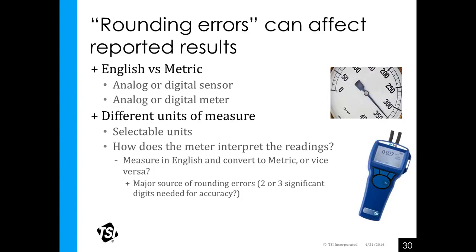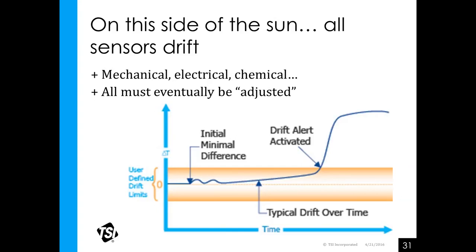So drift, we all have to live with drift. And there's mechanical, there's electrical, and there's chemical drift. I like to say on this side of the sun, all sensors drift. So eventually something needs to be adjusted. You just can't live with an increasing signal as you see here. You need to make some kind of adjustment over time. And that comes down to some more terminology in critical HVAC.